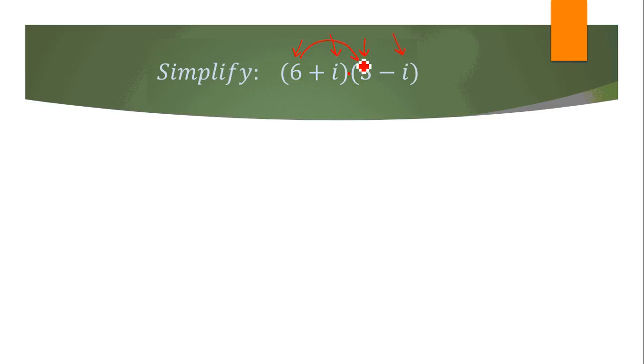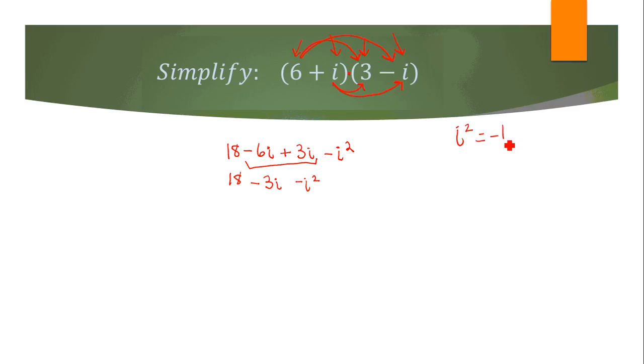So I'm going to take 6 times 3, making 18. I'm also going to take the 6 times the negative i, making -6i. Then I'm going to take the i times 3, making 3i. 1i times a negative i makes a -1i squared. Anytime there's an i times an i, we're going to have an i squared. Now, if I take a look at what we have here, I have 18. I'm going to go ahead and combine these two because they're like terms. That's -3i and minus an i squared.